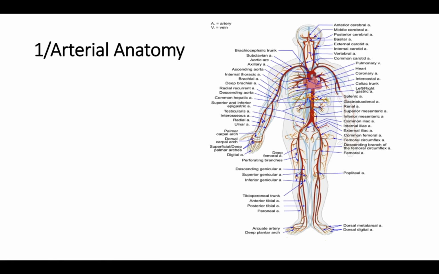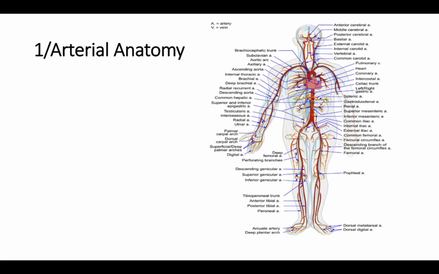Then you have the left common carotid artery coming from the arch immediately, which supplies the left side of the head and the neck. And the left common carotid artery will give you the left internal and external carotid artery. And the last branch of the aortic arch is the left subclavian artery. Then the descending aorta will give you intercostal arteries, bronchial arteries, esophageal arteries, and mediastinal and pericardial arteries.